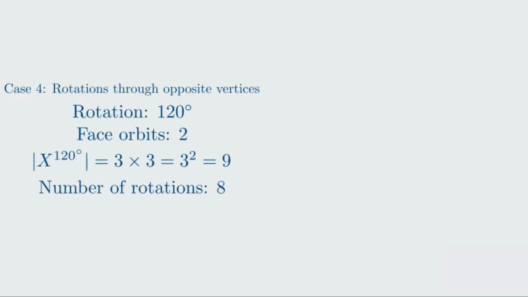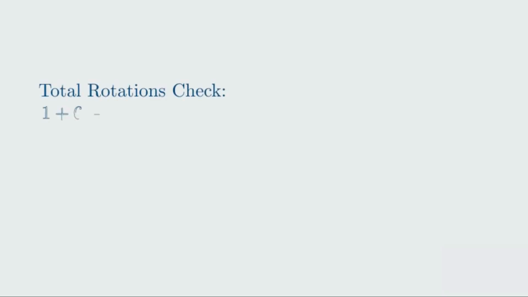Let's check our total number of rotations. We have 1 identity, 6 of 90 degrees, 3 of 180 degrees through faces, 6 of 180 degrees through edges, and 8 of 120 degrees through vertices. That's 1 plus 6 plus 3 plus 6 plus 8, which equals 24. This matches our calculated size of the group G.